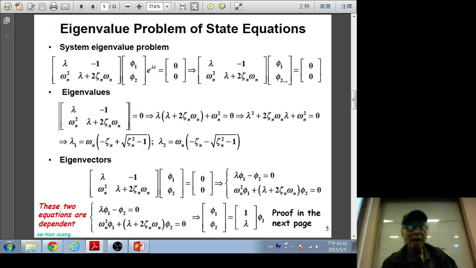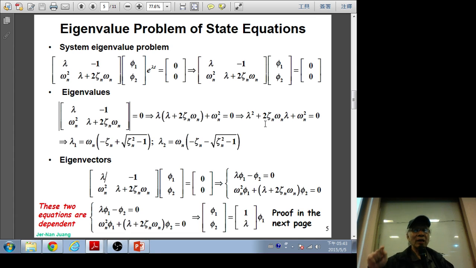Okay, now the eigenvalue of this matrix, that's lambda. This means the determinant of this matrix equals 0. That means lambda times lambda plus 2 zeta n omega n plus omega n squared equals 0. And then we got this equation, lambda squared plus 2 zeta n omega n lambda plus omega n squared equals 0. That's exactly the same as the root equation called the characteristic polynomial.